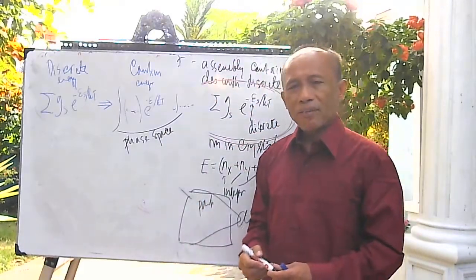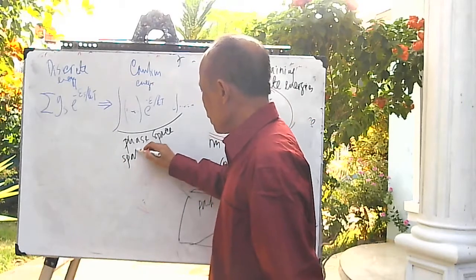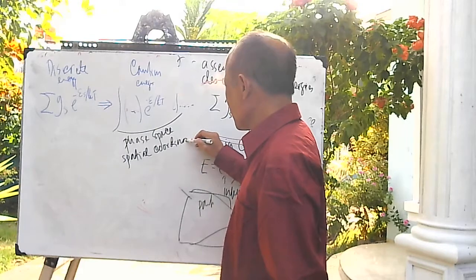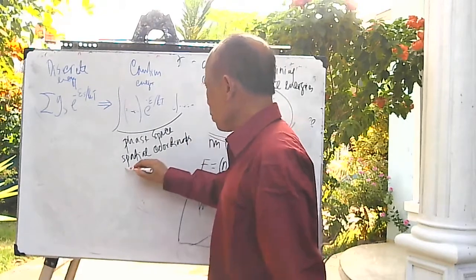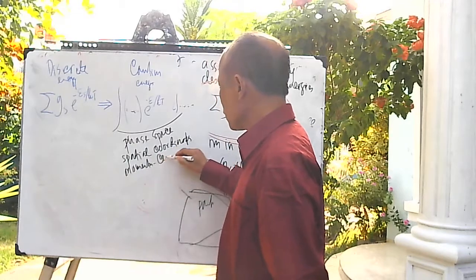Phase space is governed by the spatial coordinates and momentum coordinates.